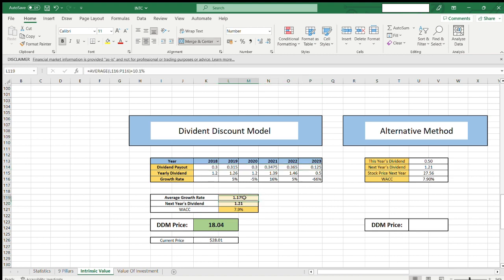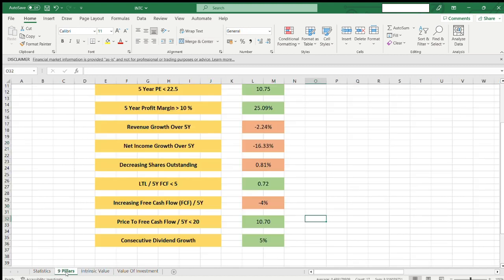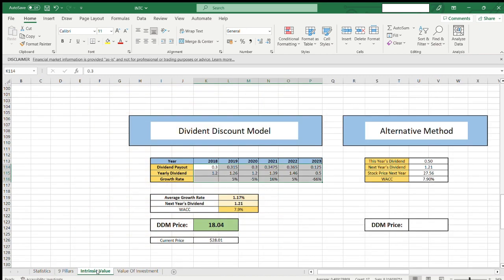Now, take into account that these two values aren't purely based on the calculations done through these tables displayed above, due to the reasons I explained during the 9-pillar analysis. Now, I use these two values and the WACC to calculate the intrinsic value of $18.04, which is lower than the current trading price.